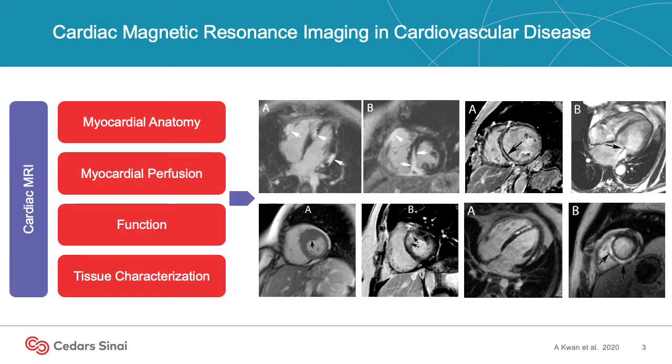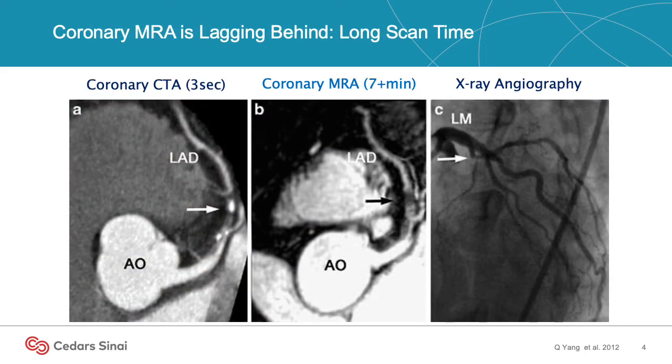As cardiovascular disease is the primary cause of mortality in the United States, cardiac MRI is unique in its flexibility for assessing multiple aspects of the disease, including anatomic, perfusion, function, and tissue characterization, which are powerful tools for evaluating various myocardial pathologies. However, coronary MRA has lagged behind in cardiology due to limited resolution and significant time requirement. For CTA, it takes about 3 seconds to image. MRA takes more than 7 minutes.